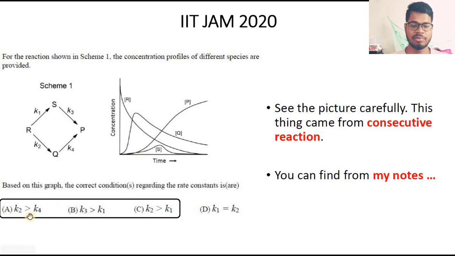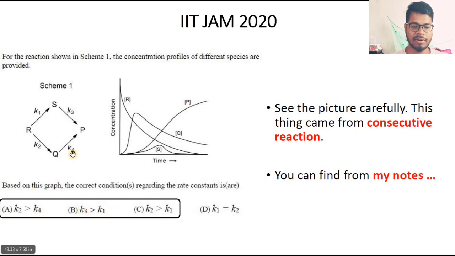Let me explain why I have chosen A, B, C. K2 is greater than K4. K2 means formation of Q, and K4 is formation of P. So formation of Q is greater than formation of P. How am I getting this? You can see that at lower time, the concentration of Q is more than the concentration of P. That's because the rate of formation of Q is greater than the rate of formation of P. That's why K2 is greater than K4.